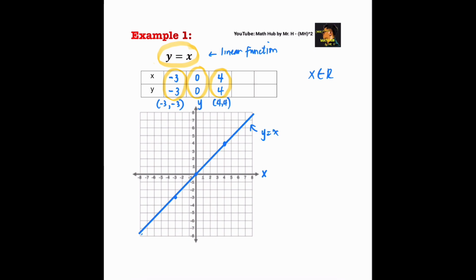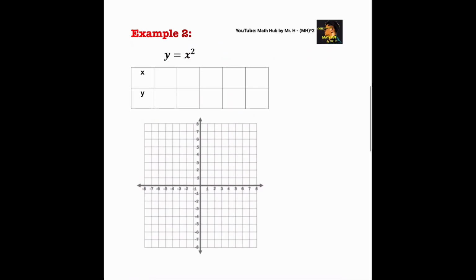So let's move on to example number 2. All right, for example number 2, this is another parent function. As you can see, the degree is 2, and this function is a quadratic function. Maybe some of you are familiar with how the graph looks like for a quadratic function. It's a parabola.